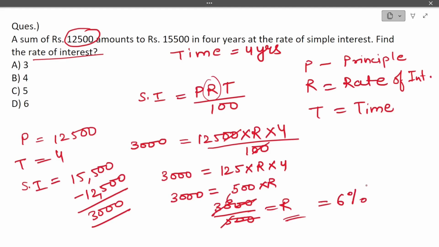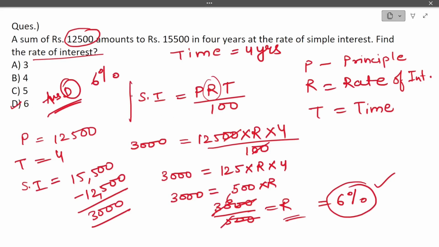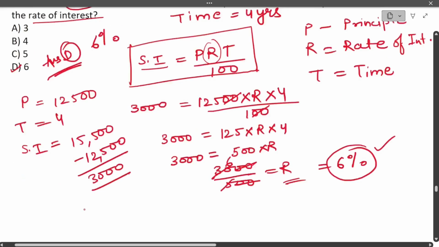Remember, R is the rate of interest, and rate of interest will always be in percentage. So the correct answer for this question is option D, which is 6%. The question is very easy. It's just that you should be aware of this formula. Whenever a question comes on rate of interest or simple interest, this is the formula you have to apply, which is PRT by 100. Most of the time, it will ask you either to calculate simple interest, or rate, or time, or P, and the remaining values will be given. So it will be easy for you.